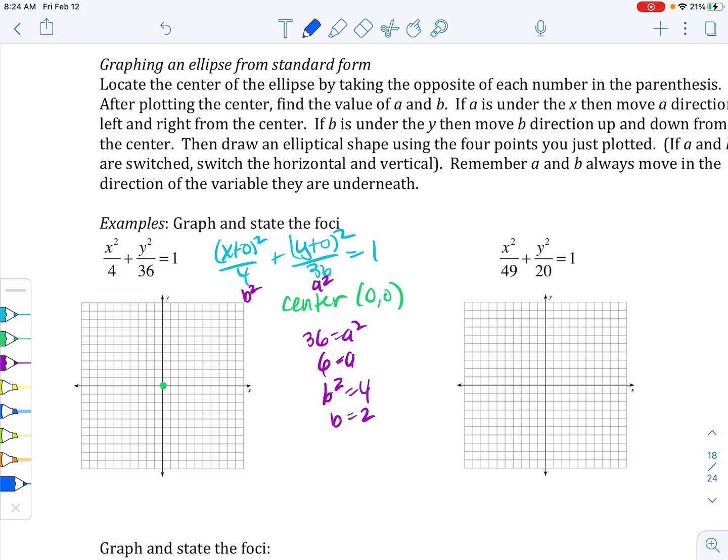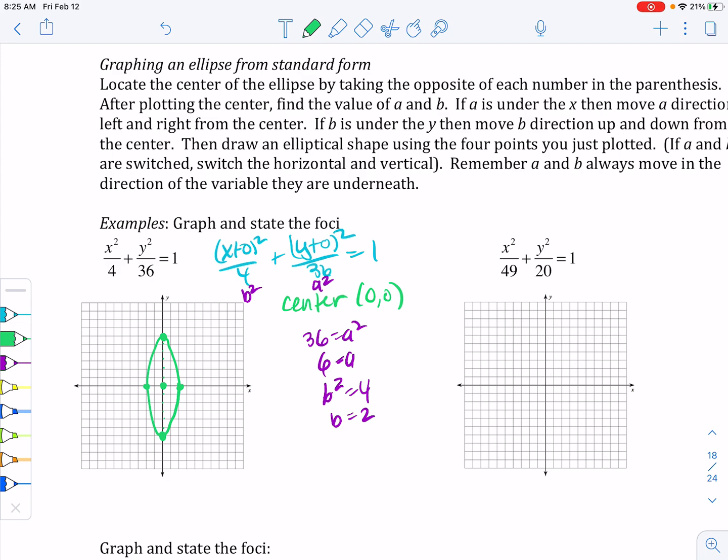So that means that I can draw my vertices and my co-vertices. So from our center, because the 36 is under the y, we're going to go up and down by 6 from our center. So 1, 2, 3, 4, 5, 6. And down 1, 2, 3, 4, 5, 6. And then because the 4 is underneath the x, that means we're going to go left and right by 2 because that's the square root of 4. So 1, 2, 1, 2. Notice that the major axis is along the y's, which should make sense because that's bigger than the minor axis that's under the x's. So I get this elliptical shape.